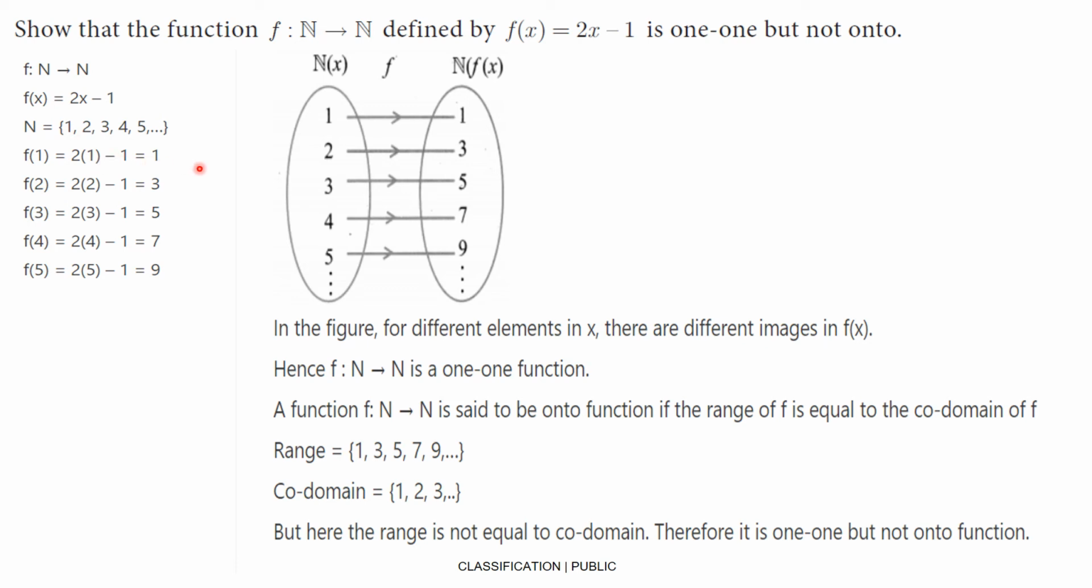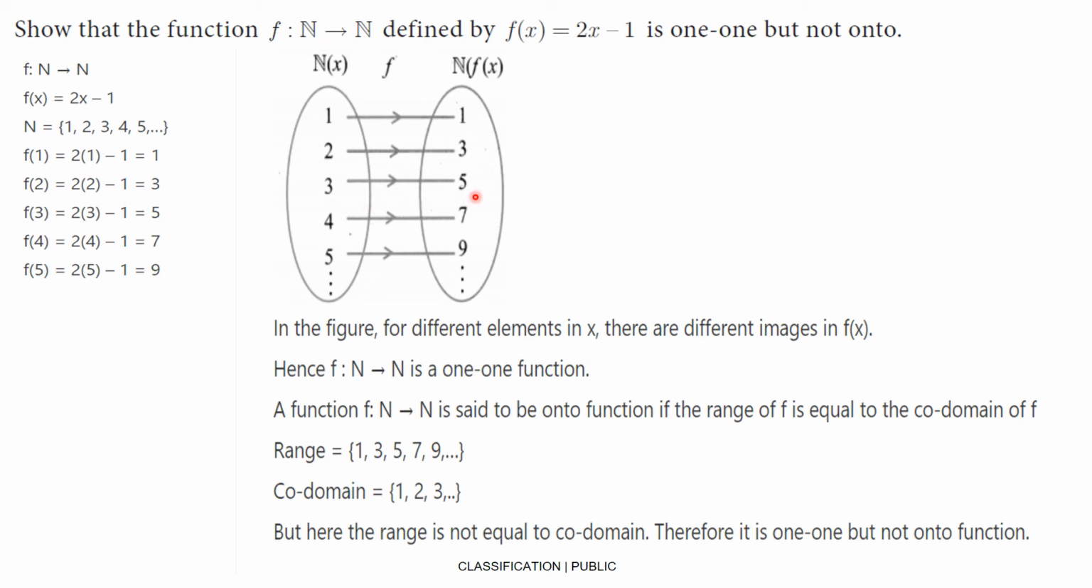F of 2, 4 minus 1, 3. F of 3, 2 into 3, 6 minus 1, 5. F of 4, 2 4s are 8 minus 1, 7. F of 5, 2 5s are 10 minus 1, 9. So here the relation is 1, 3, 5, 7, 9. It relates 1 to 1, 2 to 3, 3 to 5, 4 to 7, 5 to 9. First we have to prove that it is one to one. Here different elements have different images in f of x. Therefore this function is one to one.